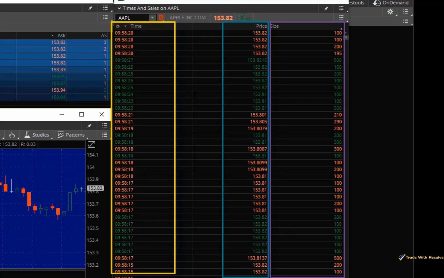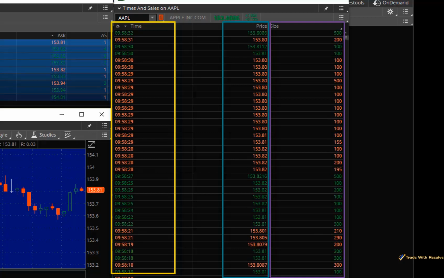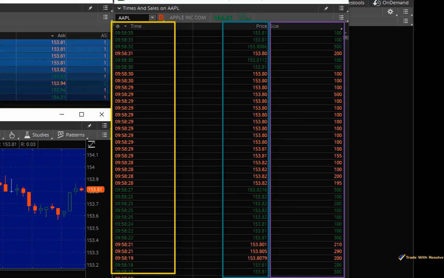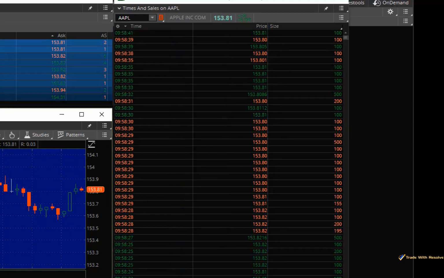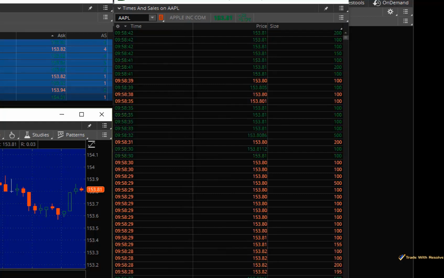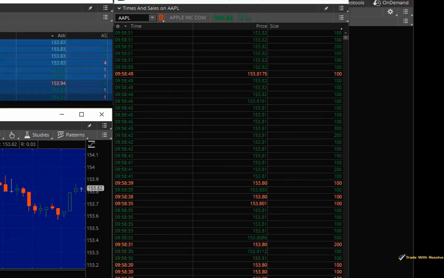So you can see here at 9:58:30, we had a few buys come through. You can see the price and the size. The time and sales just gives you a little bit more information. The level 2 just shows you the buyers and the sellers. The time and sales gives you a live quote of each and every transaction.